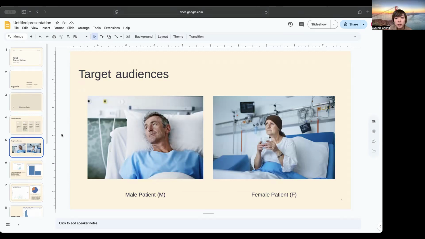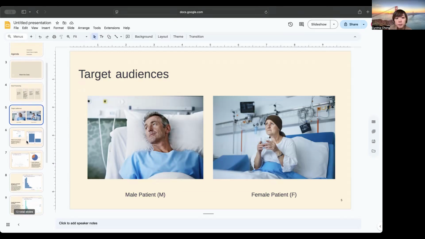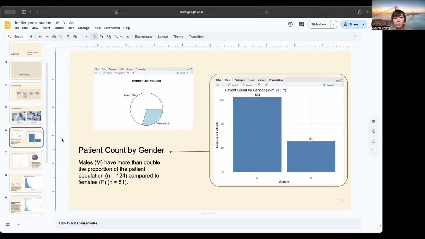So the target audience we have from the data is male patients, which we use the letter M, and female patients, which we use the letter F, that we will present in the graph. When we look at the first graph, patient count by gender, from the pie chart and the bar chart, males have more than double the proportion of the patient population, where M equals 124 and F equals 51 of the population.